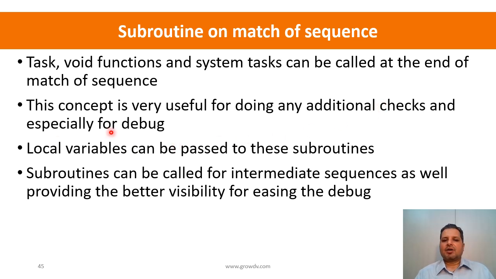Even for debug, they are especially useful because, as we had seen, we cannot access local variables hierarchically, but we can pass them to the subroutines, and then in the subroutines we can print and have a look at them. If your entire property is composed of multiple sequences, then even for an intermediate sequence match you can call the subroutine, giving you better visibility as to how the property has progressed or why it has failed and what the values of local variables were. So you can gain that visibility using this mechanism.